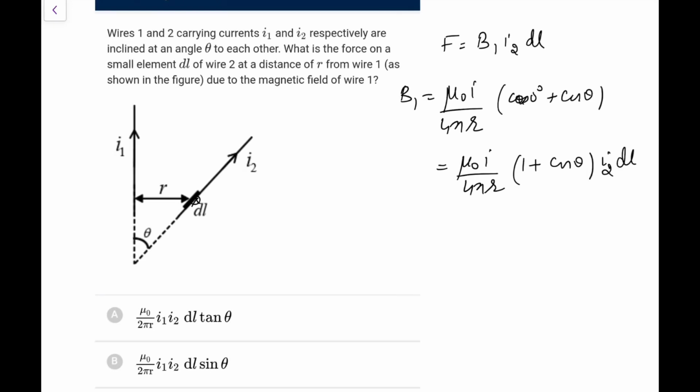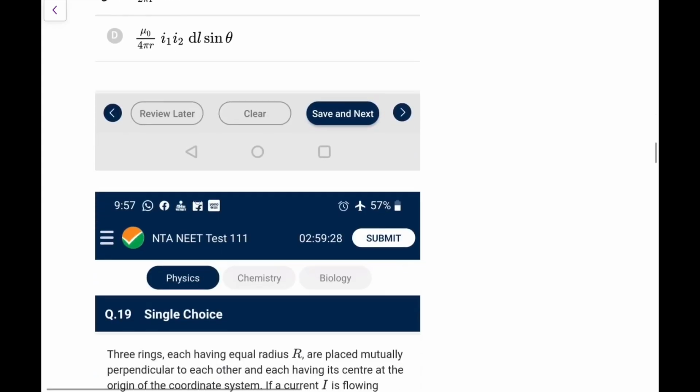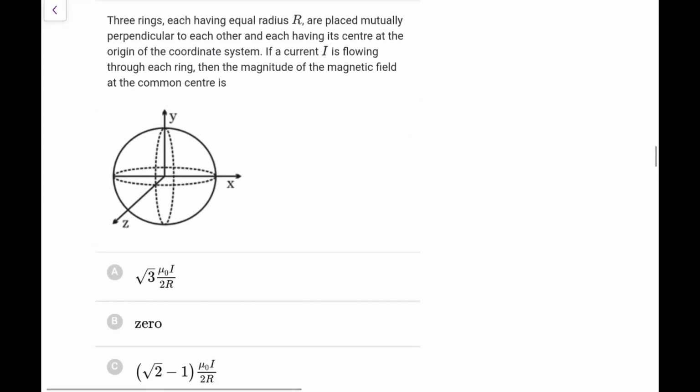So none of the options is matching, and if I check it in the books, they have taken this angle also as theta, so then it becomes 2 cos theta and you get this formula. But still I don't go with this because I can't see why it would be theta, because the other end would be very very far away. So for me, no answer from my side.